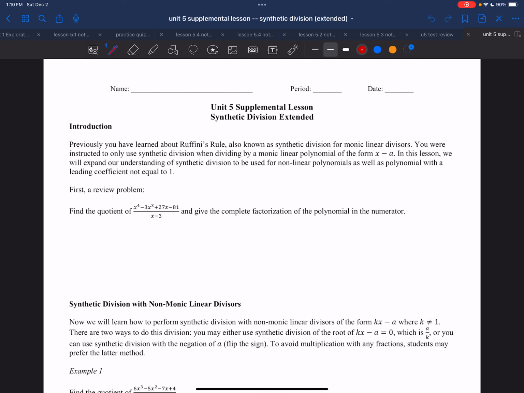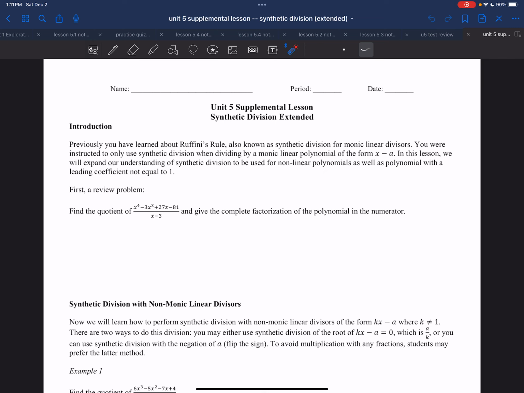So if you watched Lesson 5.2, I believe, where we talked about polynomial long division and synthetic division, when we discussed synthetic division and talked about what's known as Ruffini's rule, we only used it for monic linear polynomials, meaning, you see this right here, monic linear polynomials. And what a monic linear polynomial is, you can see it right here, is x minus a, or x minus r, whatever, right? Monic means a leading coefficient of 1, and then the degree of x is 1. So it's just 1x minus something, right? And those are called monic linear polynomials.